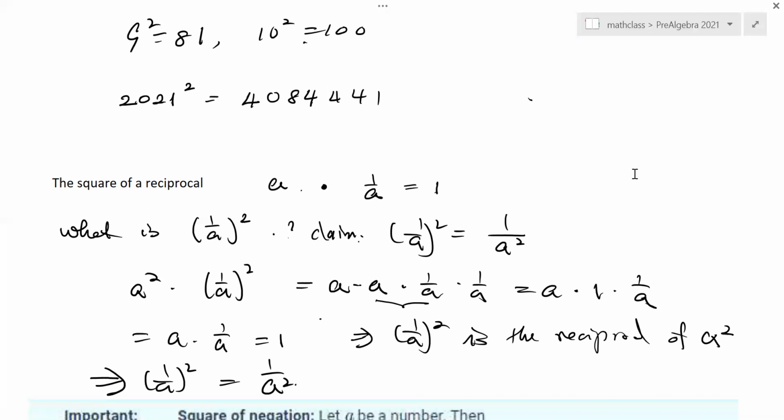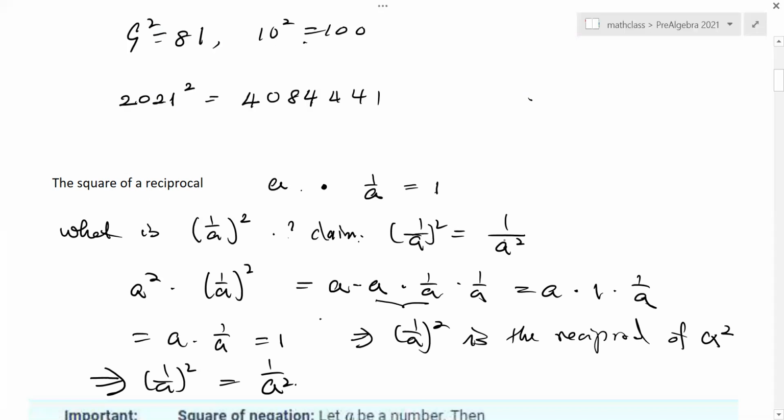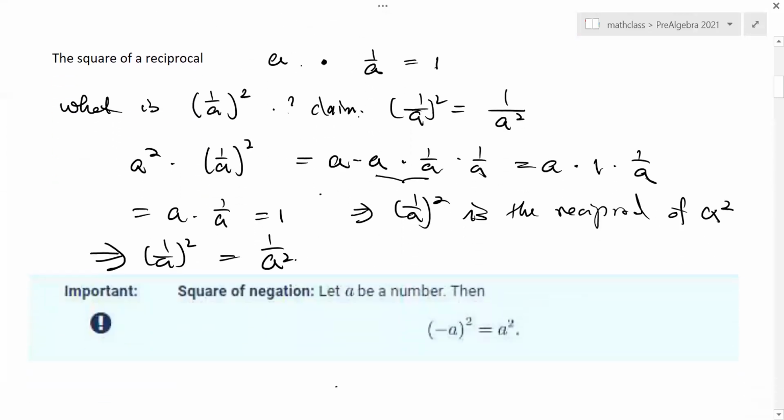Okay, so this fact is not trivial. The reciprocal of A squared should be equal to the square of the reciprocal of A. That fact is not trivial. It looks trivial, but it's not trivial. You have to prove it based on the very limited rules we have. Okay, so let's move on.